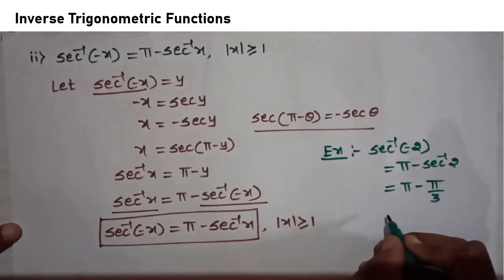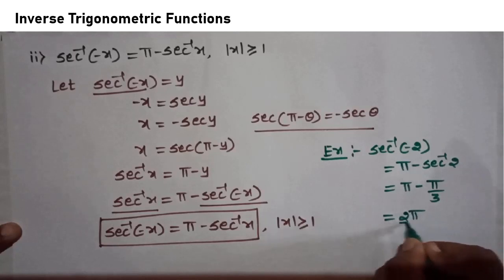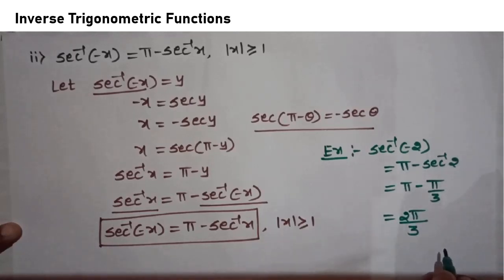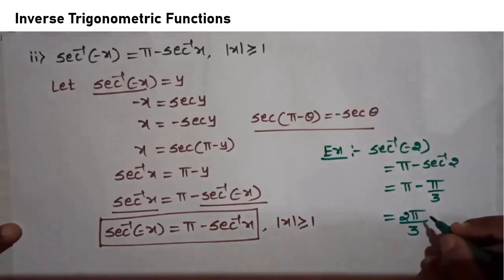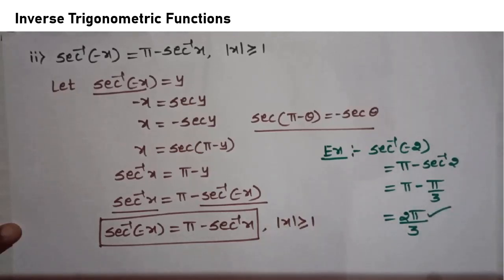Therefore, pi minus pi by 3. What is the answer here? 2 pi by 3. Got it? And see, secant inverse of minus 2, answer is 2 pi by 3. The principal value of secant inverse of minus 2 is 2 pi by 3.